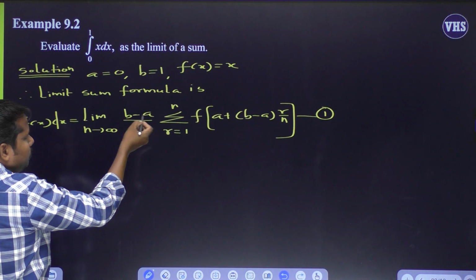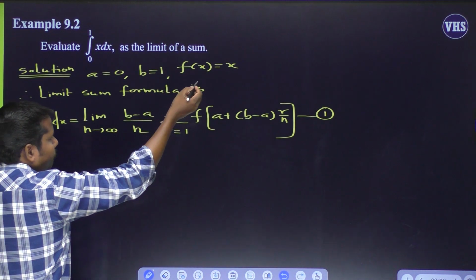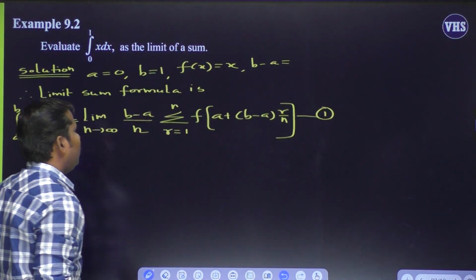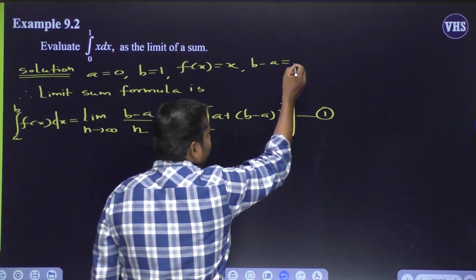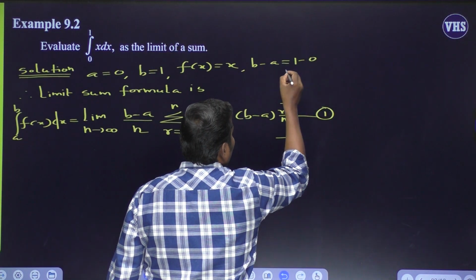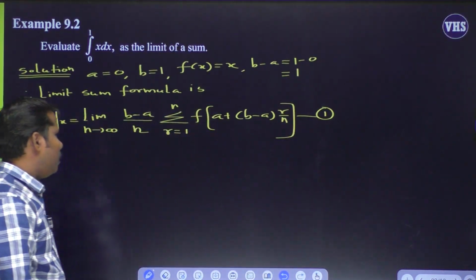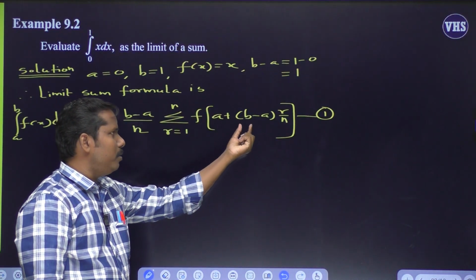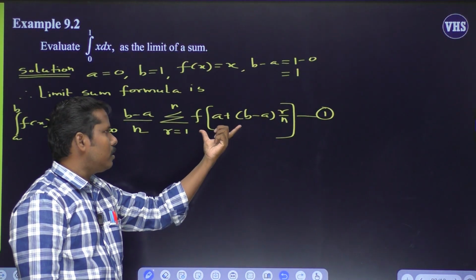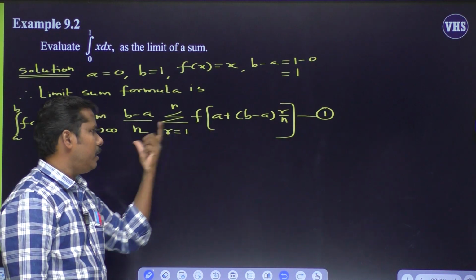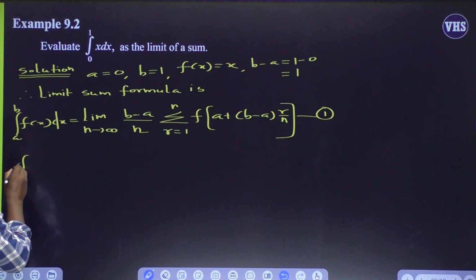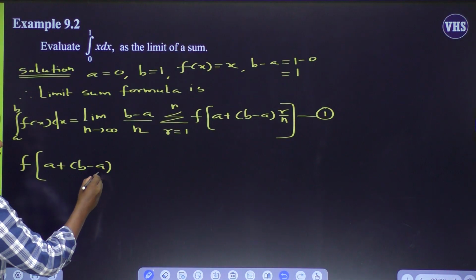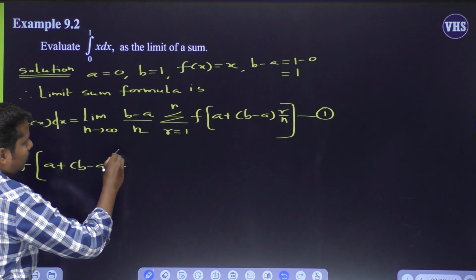Okay, b minus a. What is b minus a here? Here itself you can calculate it. b minus a is nothing but b value 1, 1 minus 0, which is nothing but 1. So b minus a is 1. Next we should calculate the functional value for a plus b minus a into r by n. So let us consider the term separately. Take it separately. f of a plus b minus a into r by n.